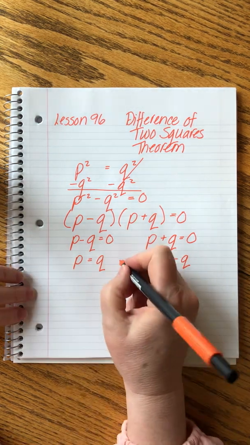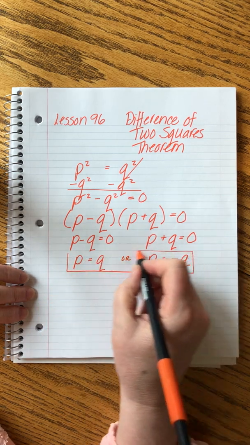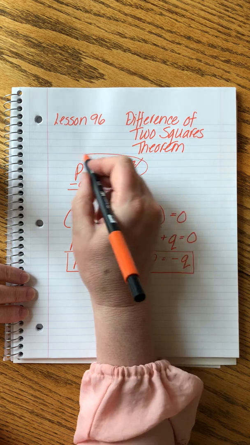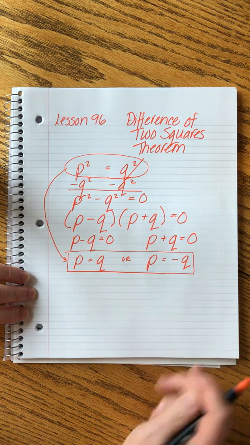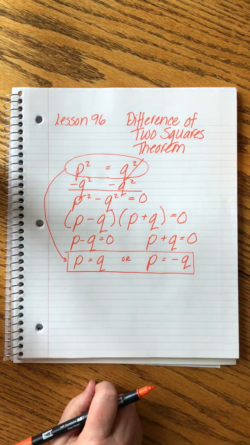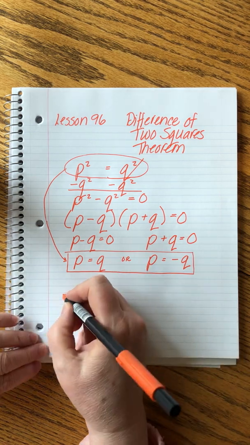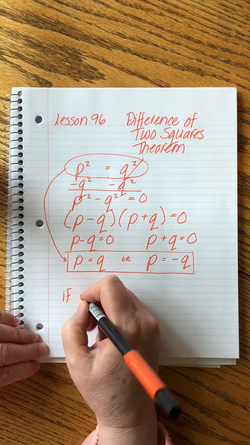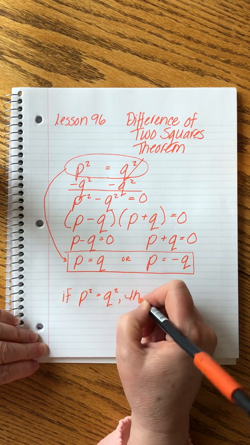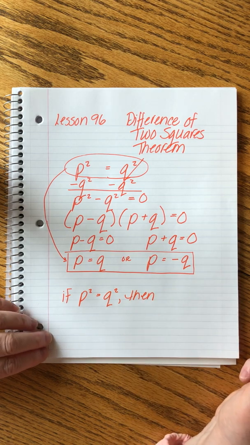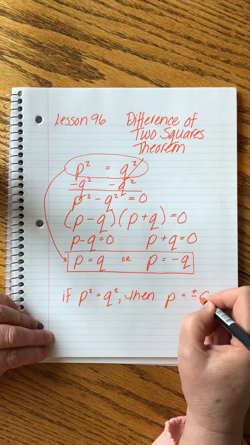Okay, this is what we wanted to get to because this is the short answer to this. So we can write this as a theorem by saying if p squared equals q squared, then p equals plus or minus q.